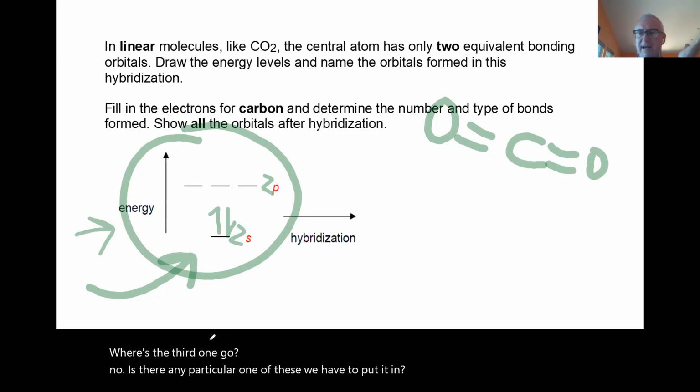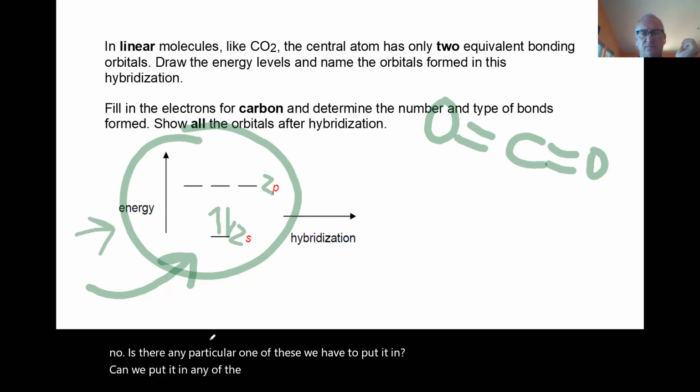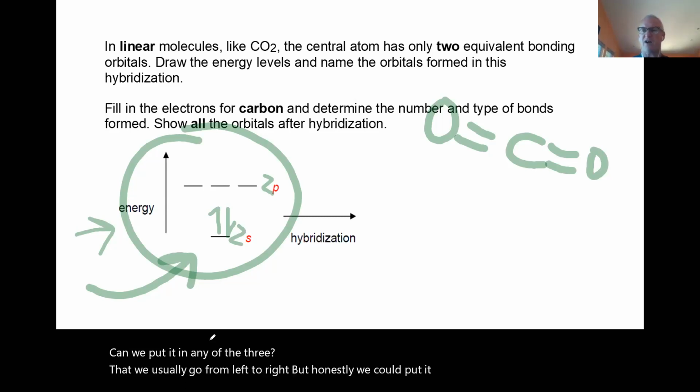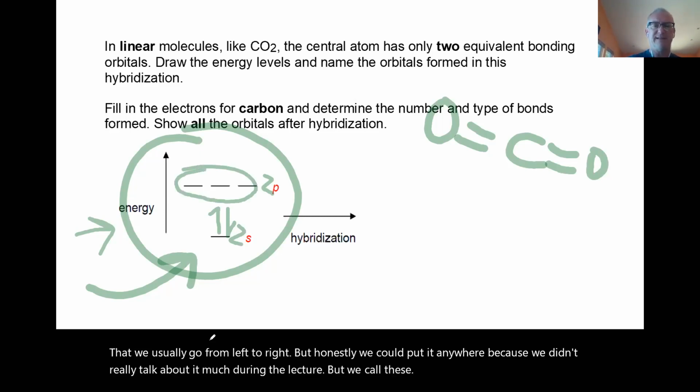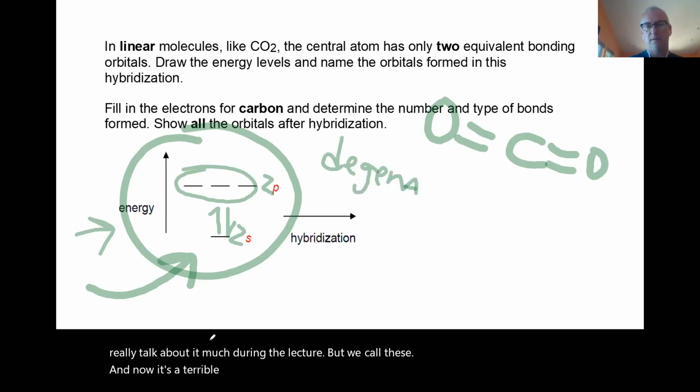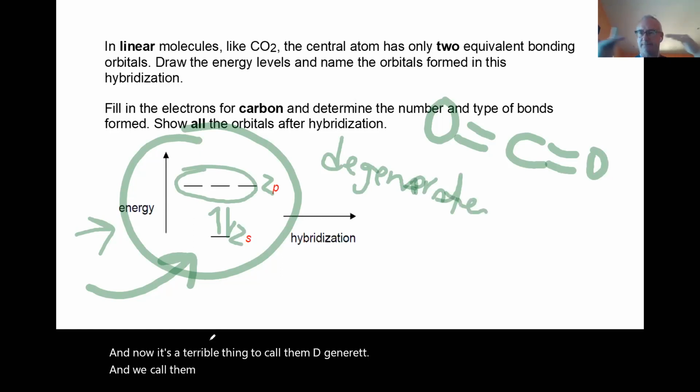Can we put it in any of the 3? No, we have to start from the left to right. Yeah, we usually go from left to right, but honestly, we could put it anywhere because we didn't really talk about it much during the lecture, but we call these degenerate. I know it's a terrible thing to call them. Degenerate. And we call them degenerate because they're all the same energy.